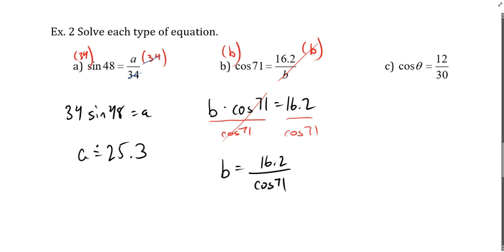Okay, so how do we do this one? I go 16.2 divided by cos 71. Make sure my calculator's in degree mode, hit equals, and I should get... Nice.